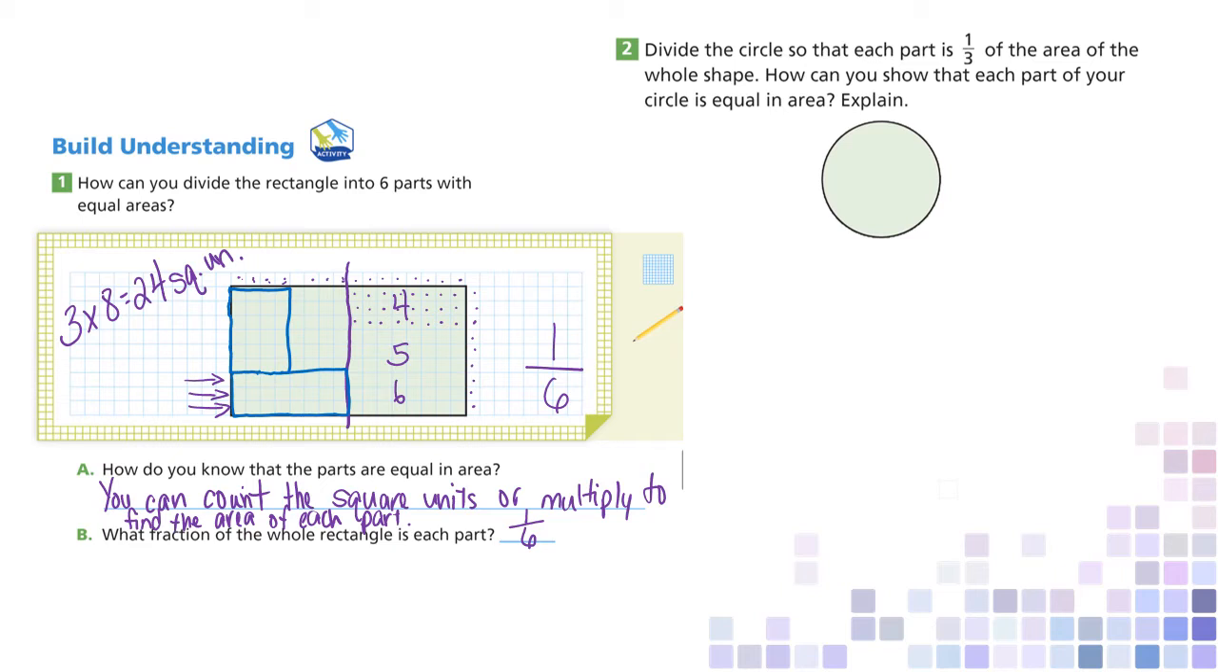Now let's look at number 2. Number 2, divide the circle so that each part is 1/3 of the area of the whole shape. How can you show that each part of your circle is an equal area? Explain. Well, I'm going to start this one off and you let me know what you think. Okay. So divide the circle so that each part is 1/3 of the area. Okay, that's simple enough.